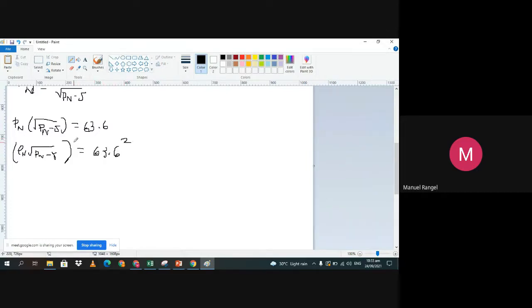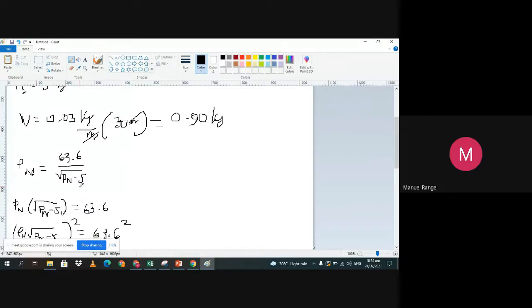So, squared, para mawala ang square root. So, Pn square of it equal to 17.79, sir. The value to try daw of Pn is 17.95, sir. Yes, sir. Try lang. Sige.